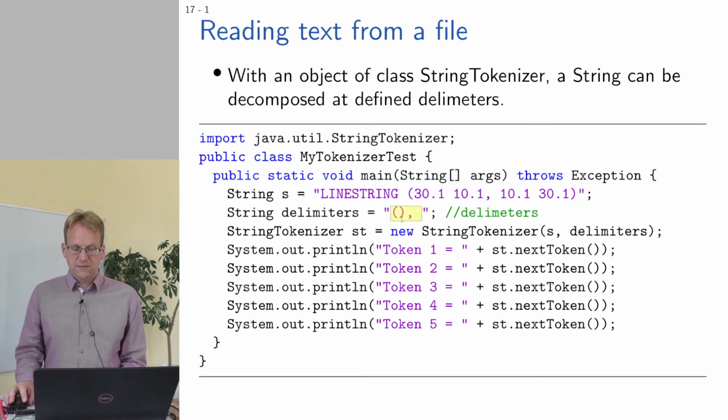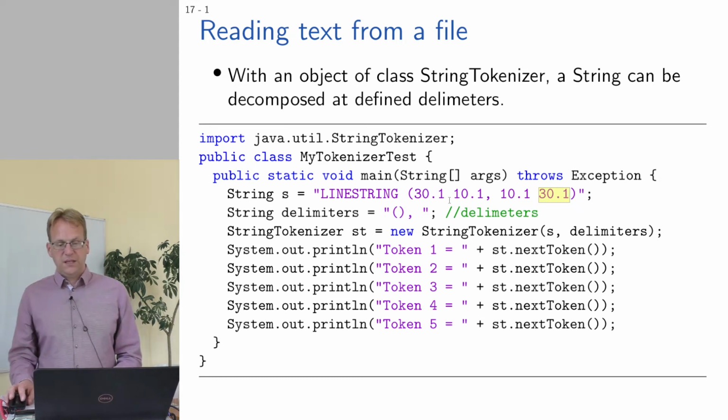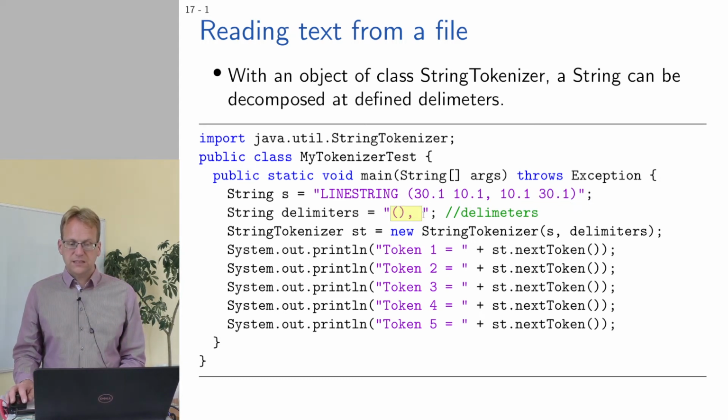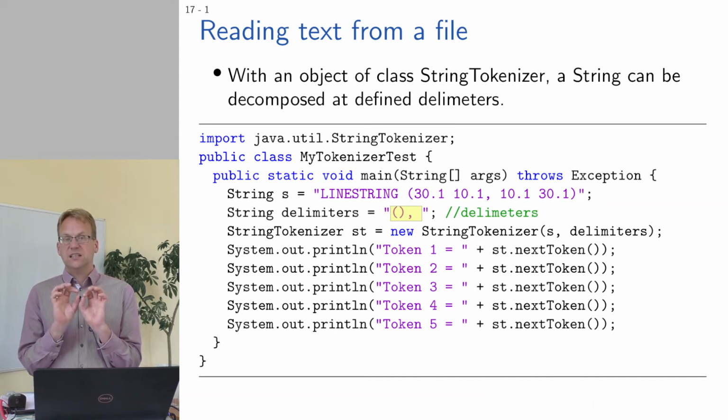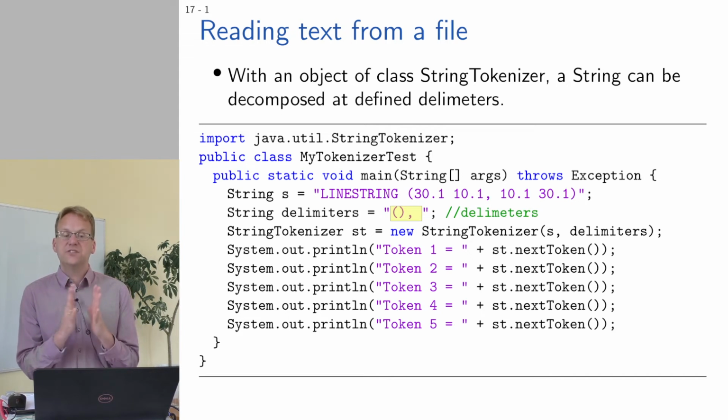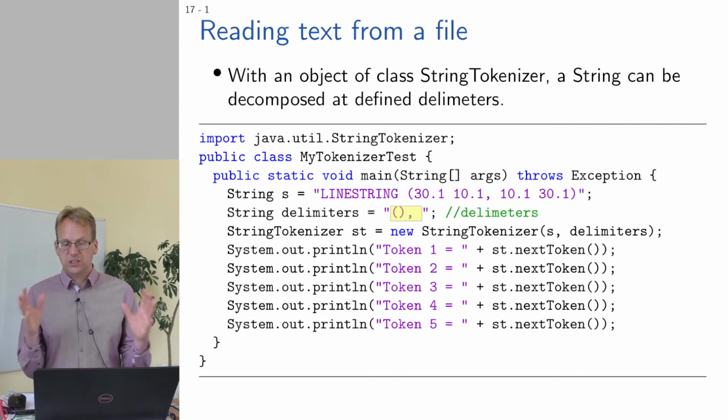And basically, if these are the delimiters of my string, then the first part of my string is simply line string, the second part is 30.1, the third part is 10.1, the fourth part is 10.1, and the last part is 30.1. So by defining these delimiters, I'm saying these 4 characters are used just for decoration and for delimiting the interesting pieces, the interesting chunks of my string.